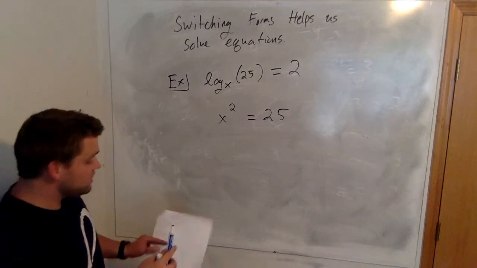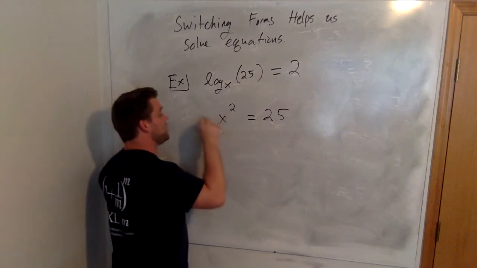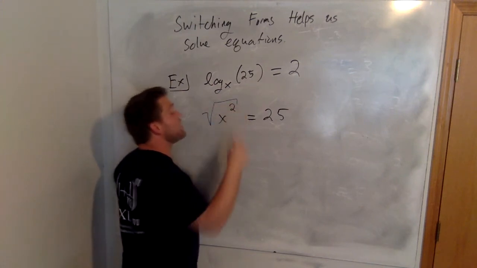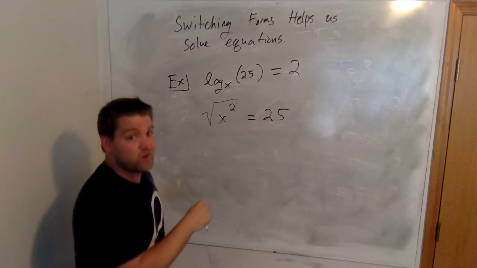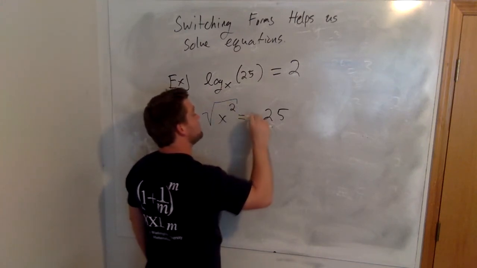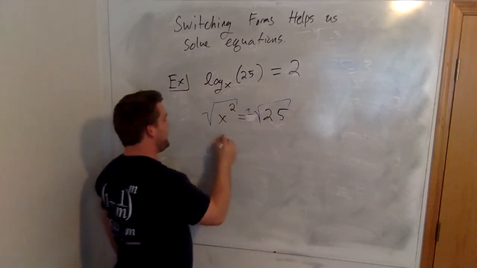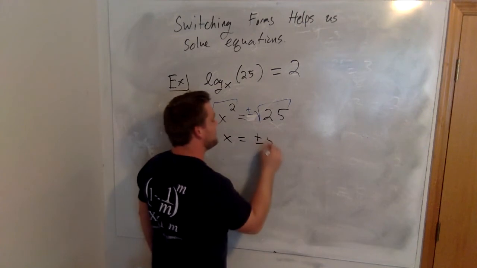So what we could do here is apply the inverse function to both sides. What's the inverse of x squared? It's the square root, but we've got to be careful. Remember, x squared isn't a one-to-one function, so this could be the plus or minus. So I have to do the plus or minus. So x could be plus or minus 5.